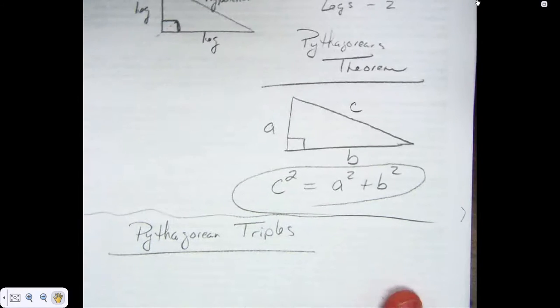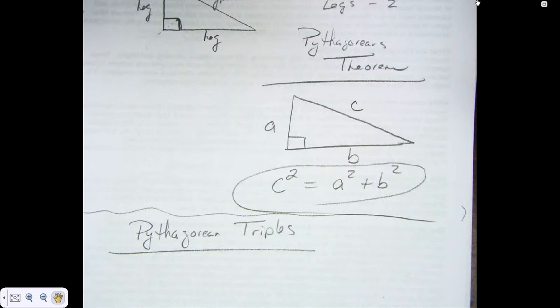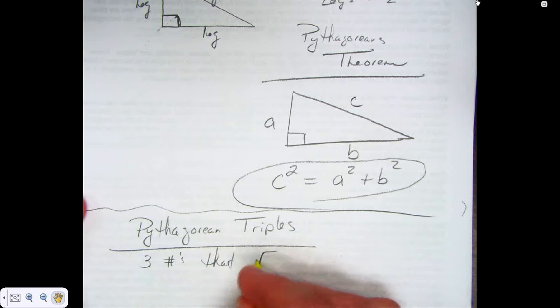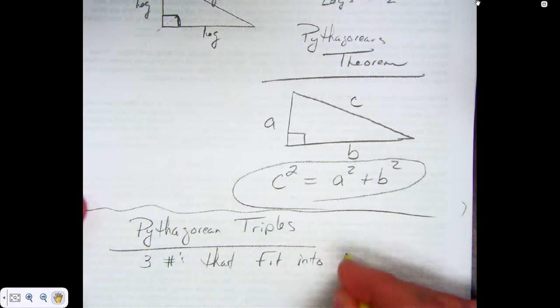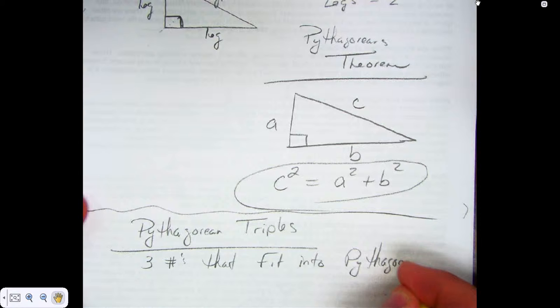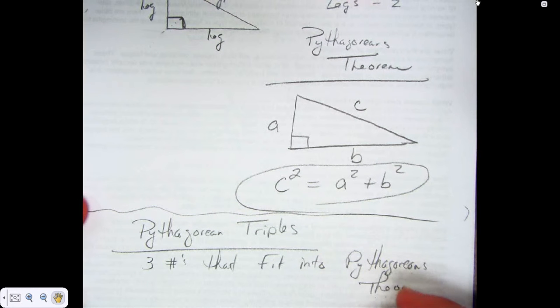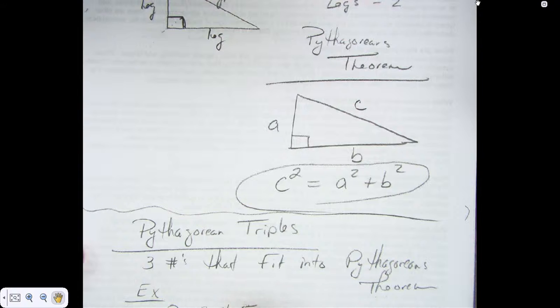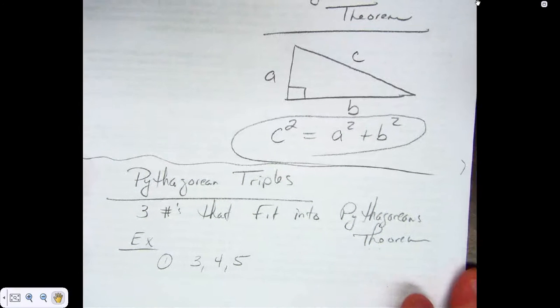Pythagorean triples are basically three numbers that fit into Pythagorean's theorem. So what does that mean? An example of a Pythagorean triple would be 3, 4, and 5. The smallest, probably most common one.